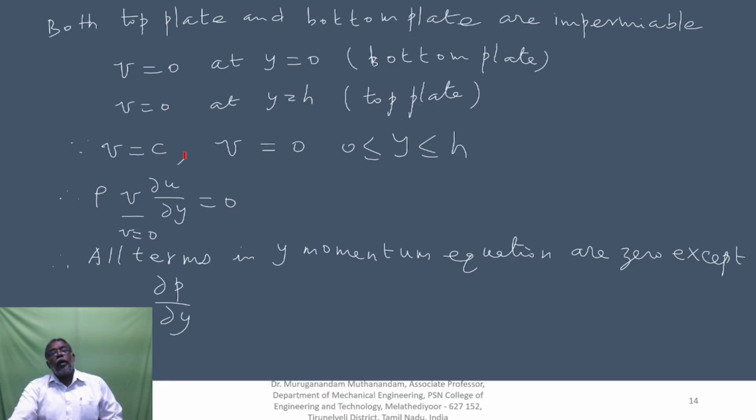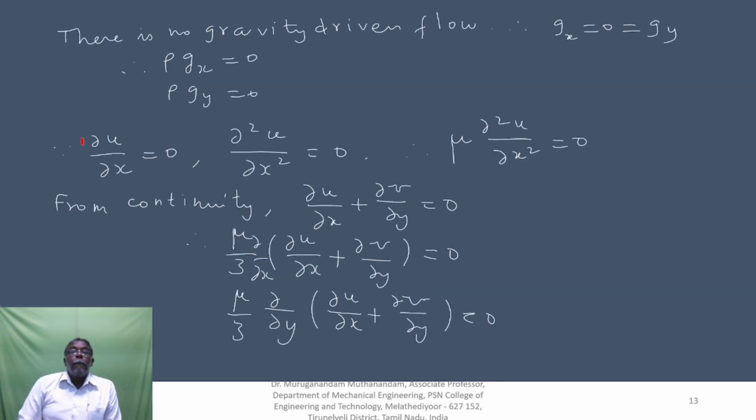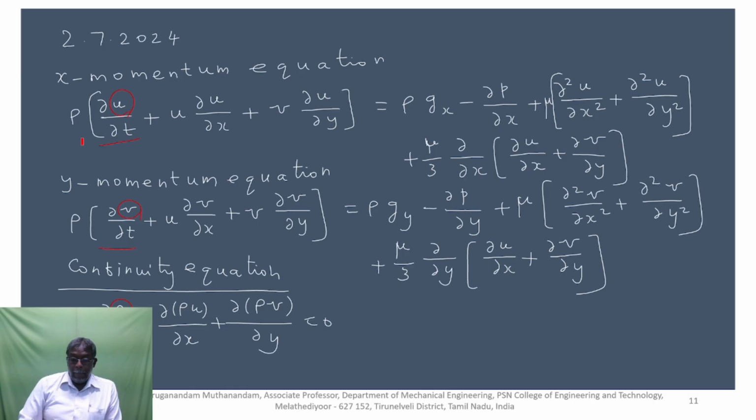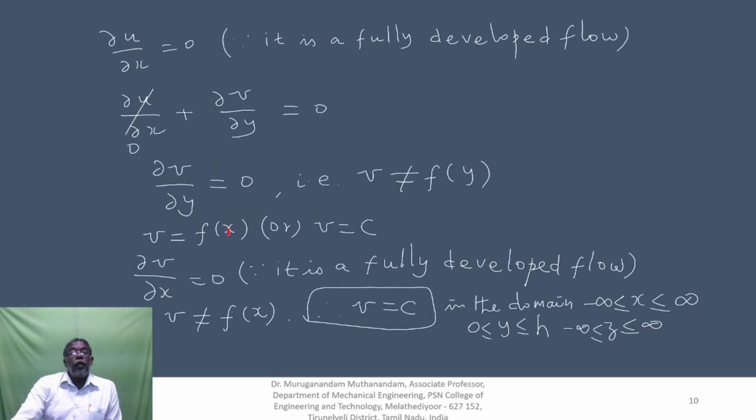Already we have seen by simplifying or reducing the continuity equation, we have come to the conclusion that y component of velocity is constant everywhere within the flow domain.